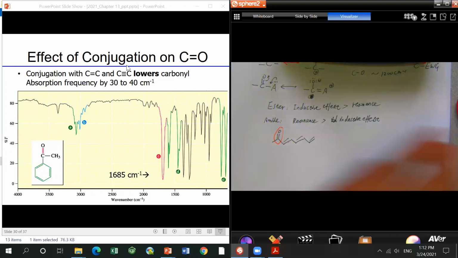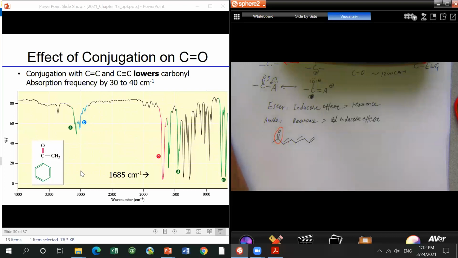So you can see here, if the C=O double bond is conjugated with a C=C double bond or C≡C triple bond, it lowers the carbonyl absorption by 30 to 40 per centimeter. The example is acetophenone. Pretty much it's a ketone, and for a ketone we know the frequency is about 1720 or so.